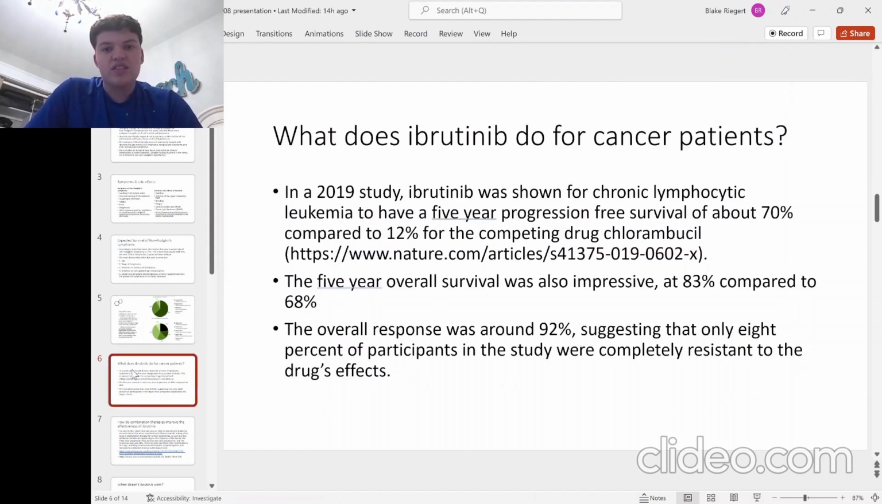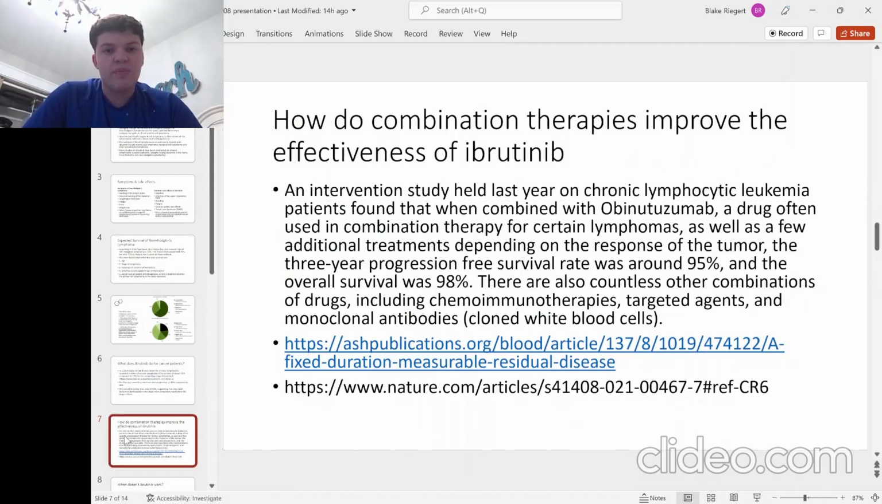In a 2019 study, ibrutinib was shown for chronic lymphocytic leukemia to have a 5-year progression-free survival of about 70%, compared to 12% for the competing drug chlorambucil. The 5-year overall survival was also impressive at 83% compared to 68%, and the overall response was around 92%, suggesting that only 8% of participants in the study were completely resistant to the drug's effects.